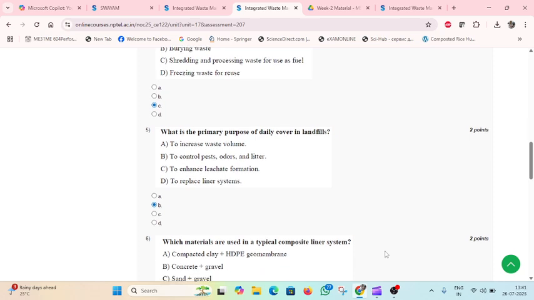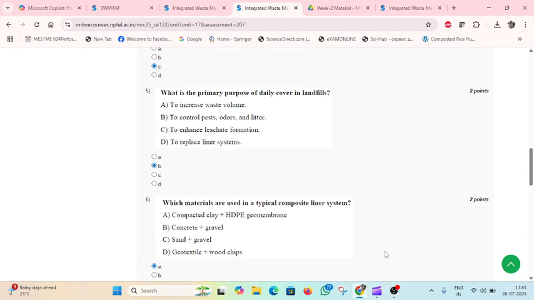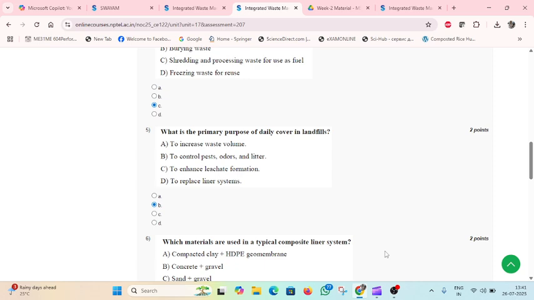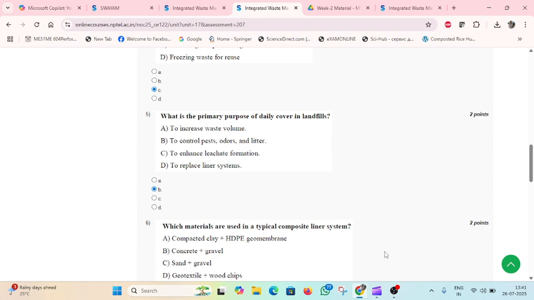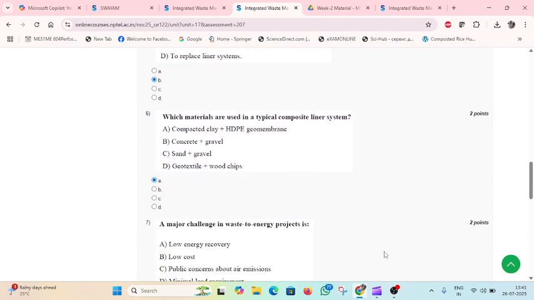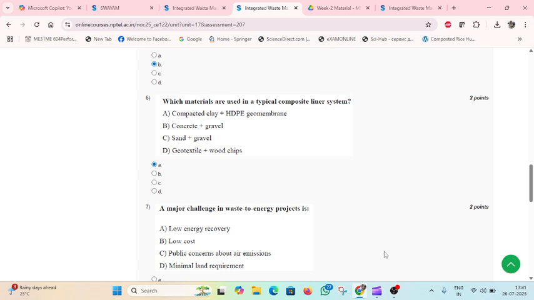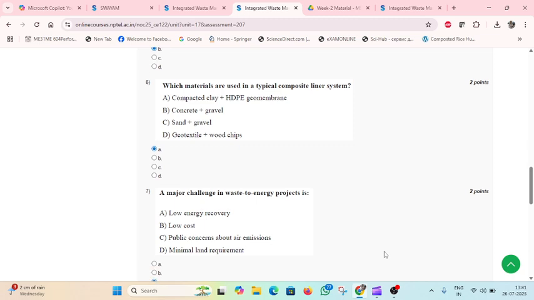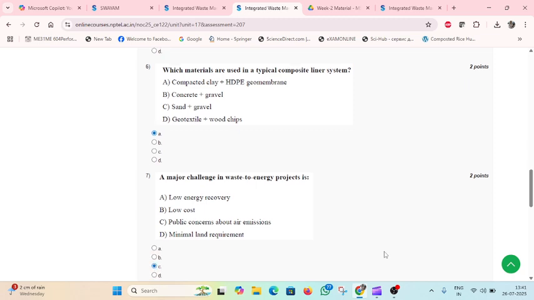Which materials are used in a typical composite liner system? And we have four options: compacted clay plus HDPE geomembrane, concrete gravel, sand plus gravel, geotextile plus wood chips. And the right answer for question number 6 is compacted clay plus HDPE geomembrane. Now moving to question number 7, a major challenge in waste to energy projects is low energy recovery, low cost, public concern about air emissions, or minimal land requirement. And the right answer is public concern about air emissions.